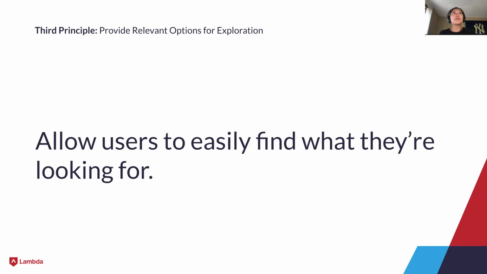All right, the third principle is providing relevant options for exploration. So allowing users to easily find what they're looking for. This means that when we're creating a navigation experience, this needs to be logical for the user. For example, allowing the user to easily pivot and find what they're looking for. Good examples of this is sometimes we see a shortcut on the top navigation bar to allow the user to easily move from screen to screen. Or perhaps there's a tabbed bar experience, similar to Facebook, where they have all these different sections that a user can easily navigate to.